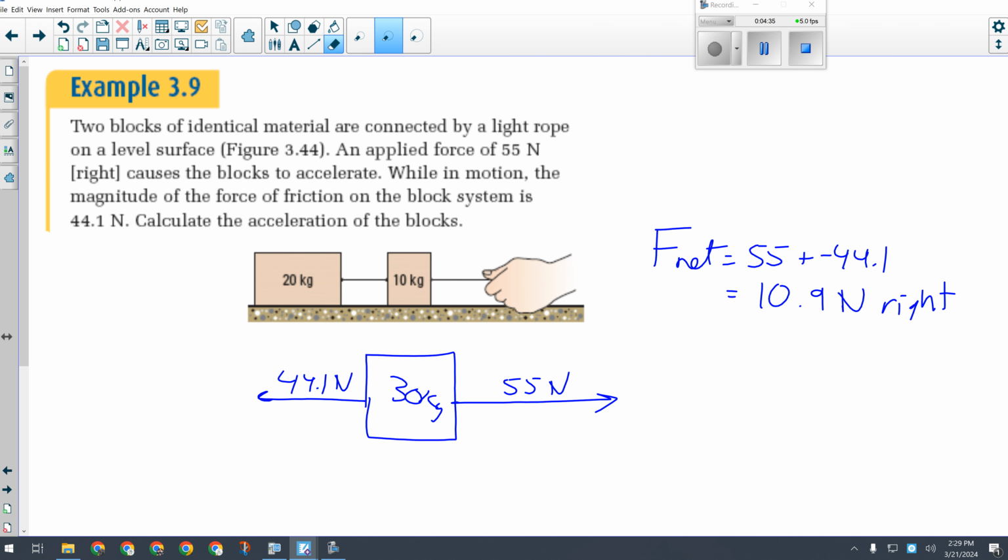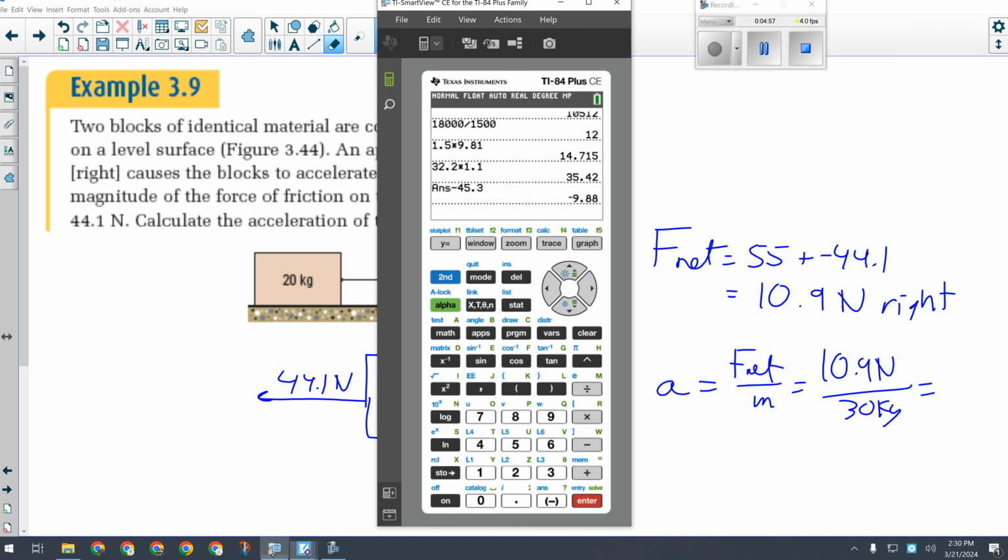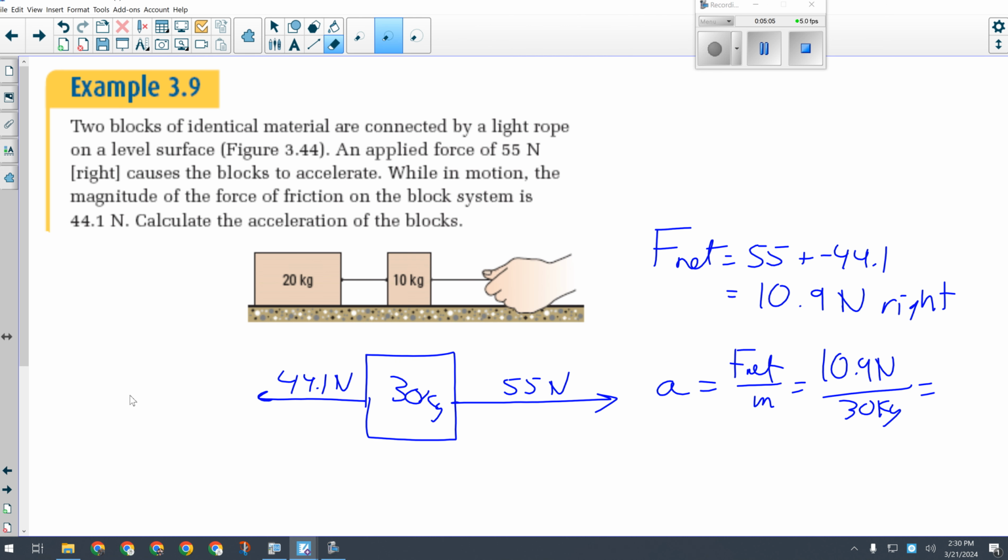How much mass is that 10.9 newtons accelerating? 30 kilograms. So now, if I want to calculate acceleration, F net over m, 10.9 newtons divided by 30 kilograms, because it's accelerating all of it. 0.36 meters per second squared. Right. That's my acceleration.